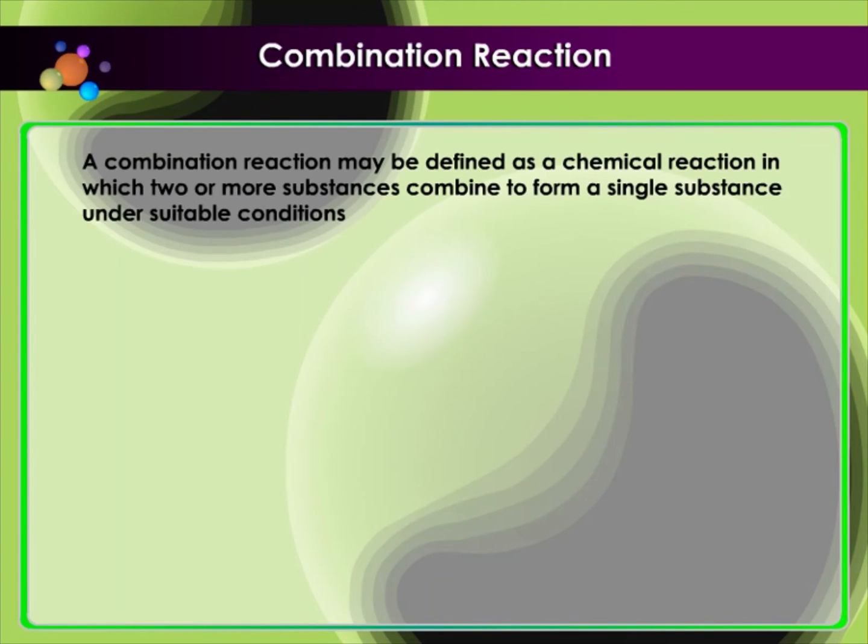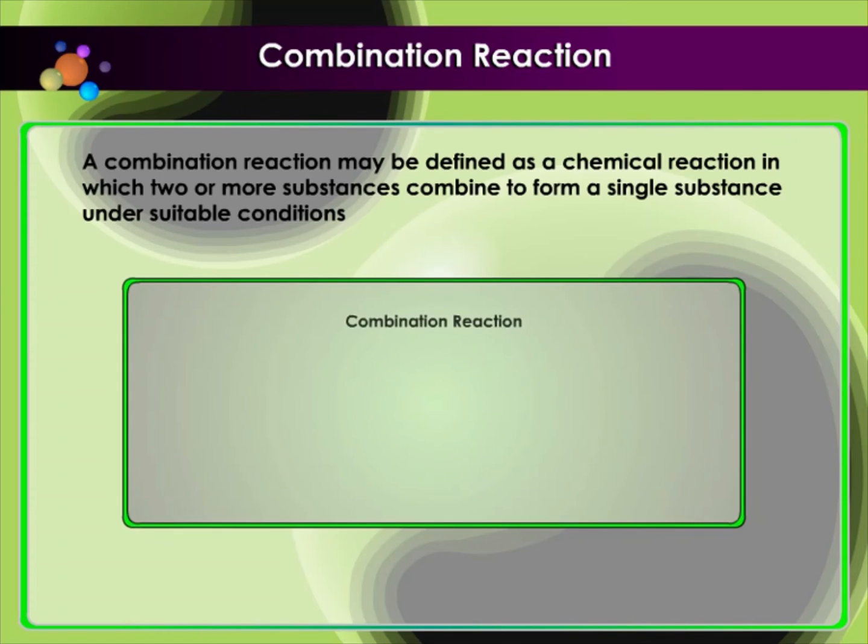Let me explain about combination reaction. A combination reaction may be defined as a chemical reaction in which two or more substances combine to form a single substance under suitable conditions. Combination reactions are also known as synthesis because in these reactions, new substances are synthesized. In this example, calcium reacts with sulfur to form calcium sulfide.